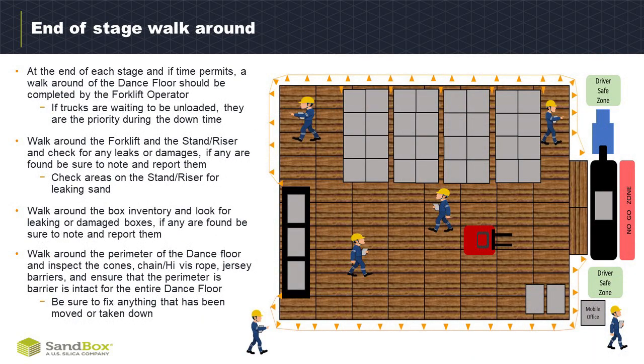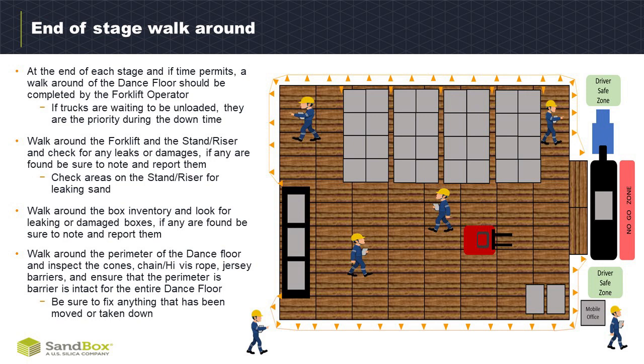End of stage walk around. At the end of each stage, and if time permits, a walk-around inspection of the dance floor should be completed by the forklift operator. If trucks are waiting to be unloaded, they are the priority during the downtime. Walk around the forklift and the stand or riser and check for any leaks or damages. If any are found, be sure to note and report them.